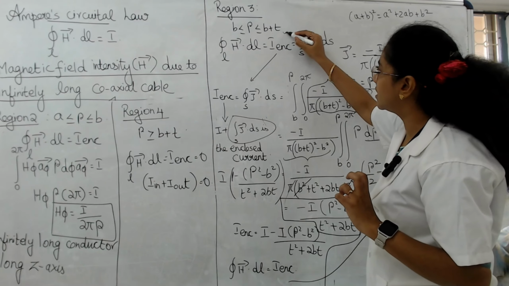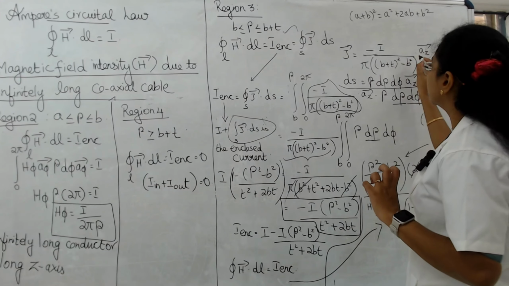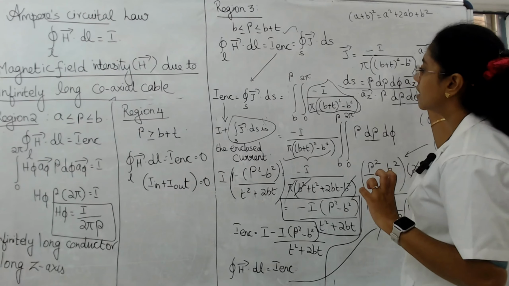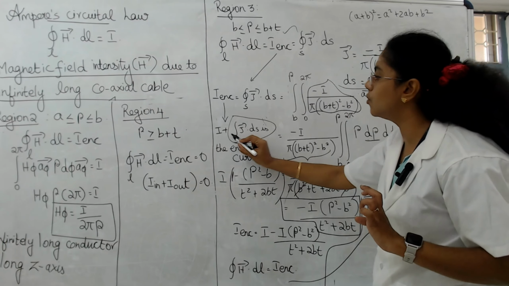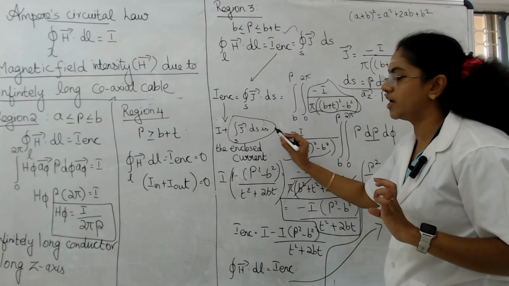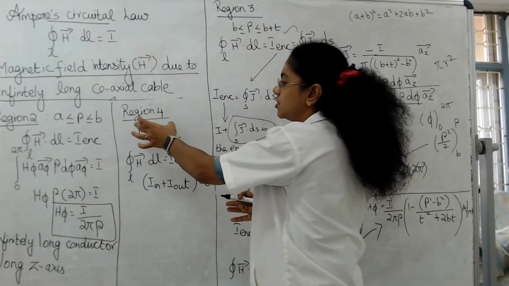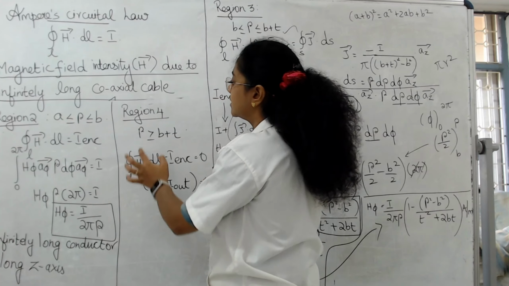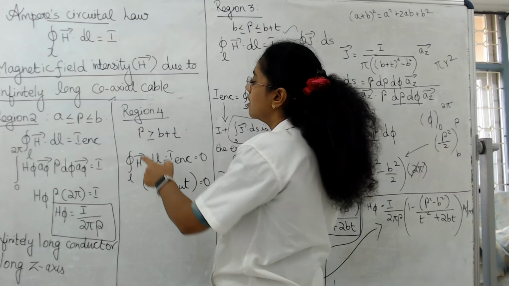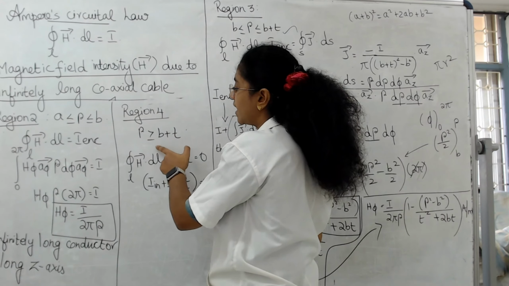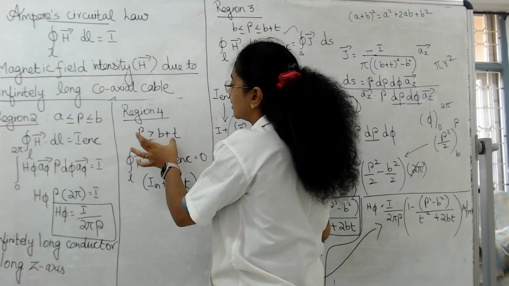For region 3, first you have to define this integral over s j dot ds. This itself you have to remember here. Next thing you have to carefully look upon is I enclosed is equal to I plus integral over s j dot ds. That will be your enclosed current here. Next we are coming to region 4. As I said earlier, this region 4 is the region outside your cladding surface. So therefore the radius is rho greater than or equal to b plus t. That is the outside current.